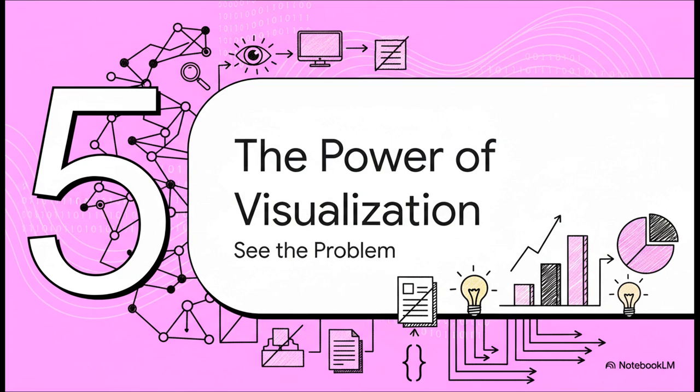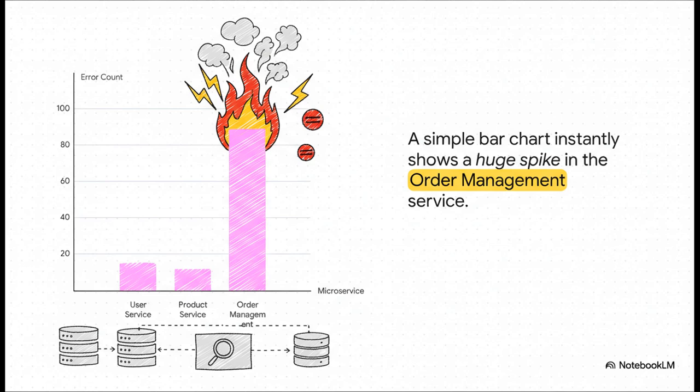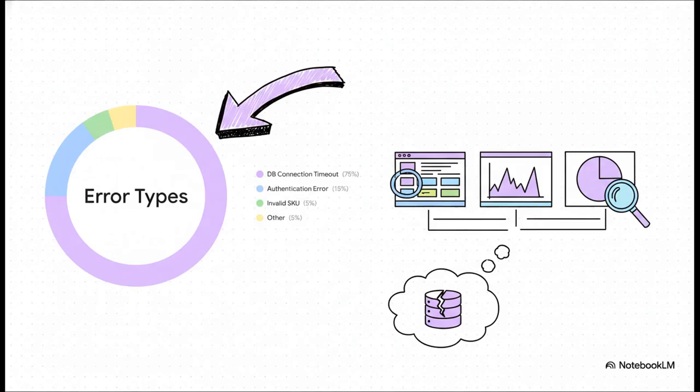And this is the payoff. This is where it gets really good. Because instead of trying to read through millions of lines of text, the team can just see the problem. They pull up their Kibana dashboard, and boom, there it is, a simple bar chart showing error rates per service. And one bar, the order management service, is just skyrocketing past all the others. There's no guessing. They know exactly where the fire is. But they're not done yet.